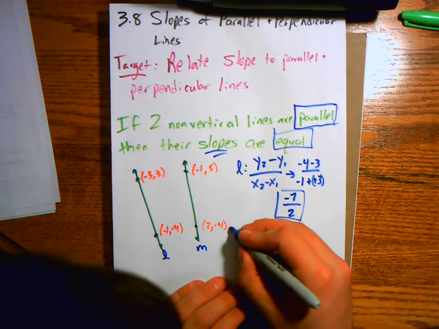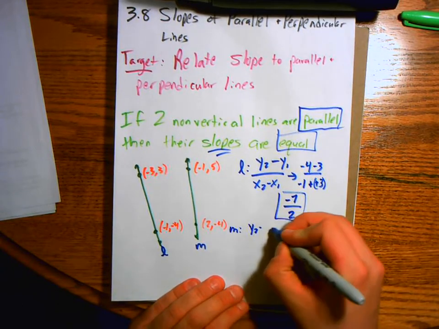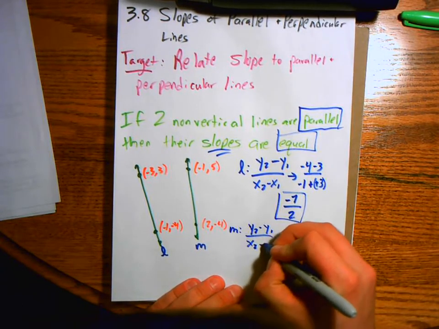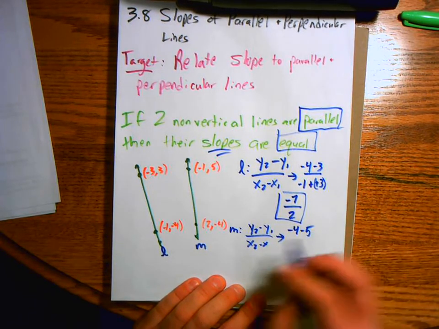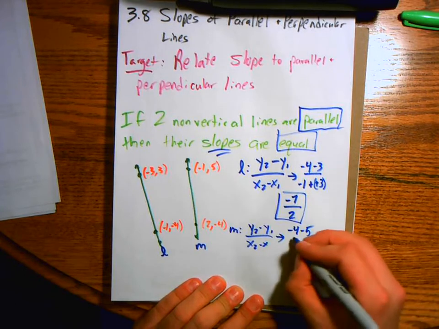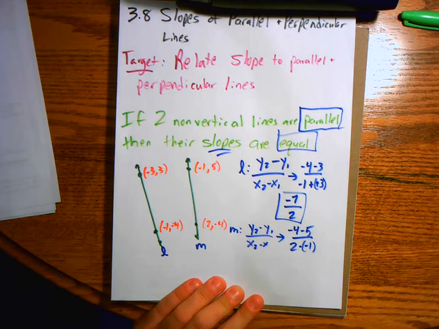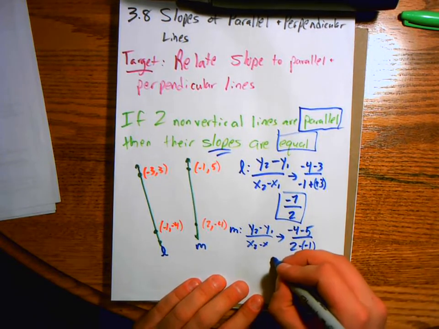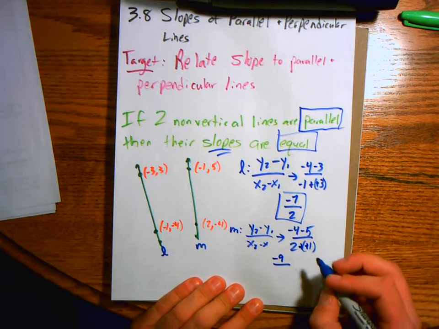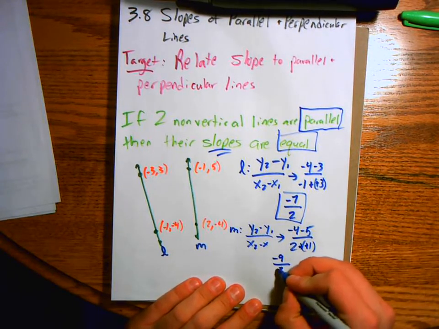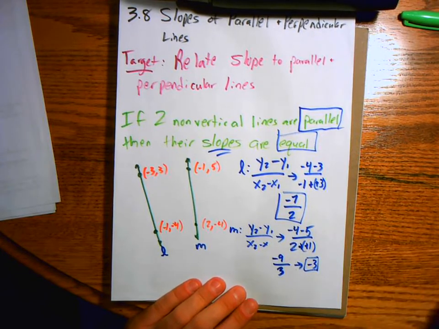The slope of m is calculated using the same thing. Take the difference of your y's and divide it by the difference of your x's. -4 minus 5, dividing it by 2 minus -1. -4 minus 5 is -9, and 2 minus -1 turns into a positive with a 3 on bottom. Simplifying this fraction, 9 divided by 3 is actually equal to -3.